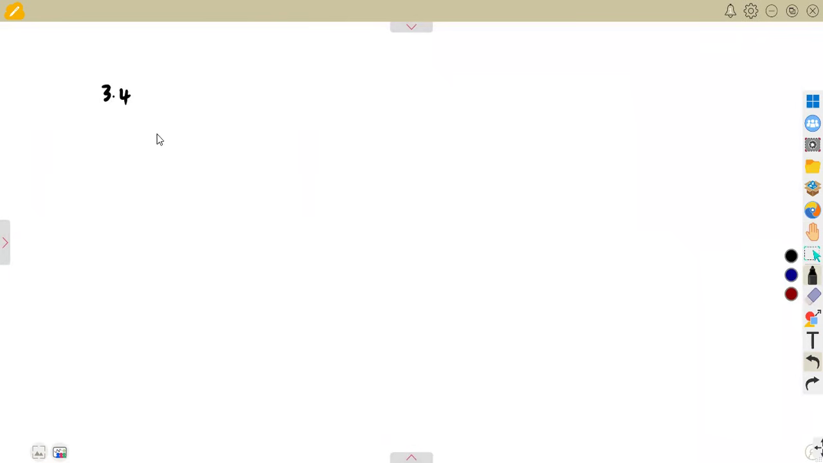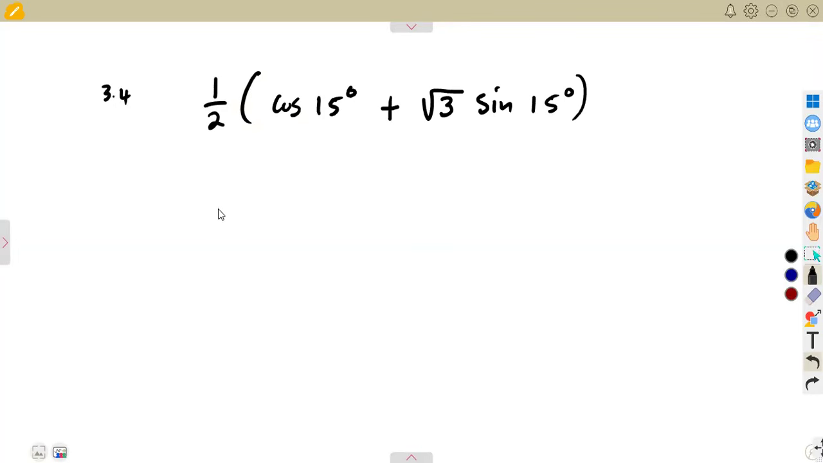Determine the value of 1/2 into the cos of 15 degrees plus the square root of 3, the sine of 15 degrees. Guys, you are not given the instruction, do not use a calculator. No, you are not given that instruction.